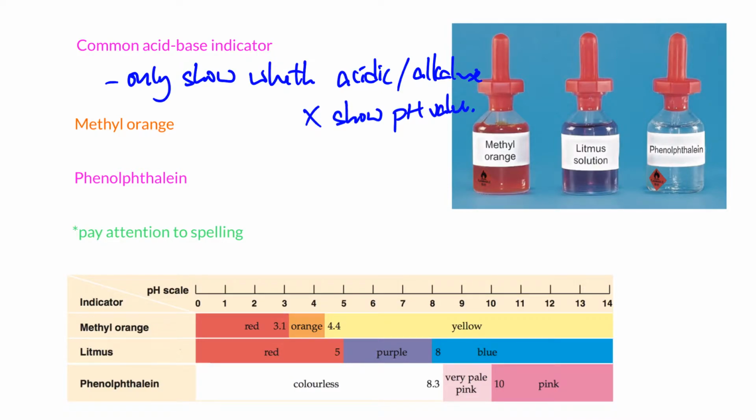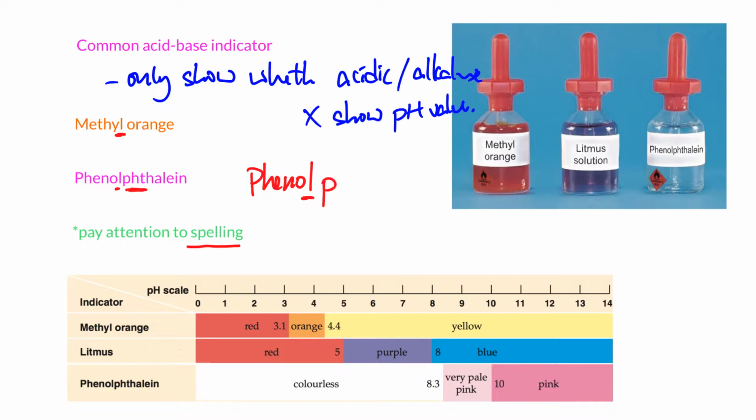The common acid-base indicators we will use are methyl orange and phenolphthalein. Litmus solution we also use, but not quite often, to be honest. So mainly it will be methyl orange and phenolphthalein. Pay attention to the spelling, because you are always asked to spell. For methyl orange, there is an L at the back, and phenolphthalein also has an L right there, and the spelling is a little bit weird, because it's spelled P-H-T-H.